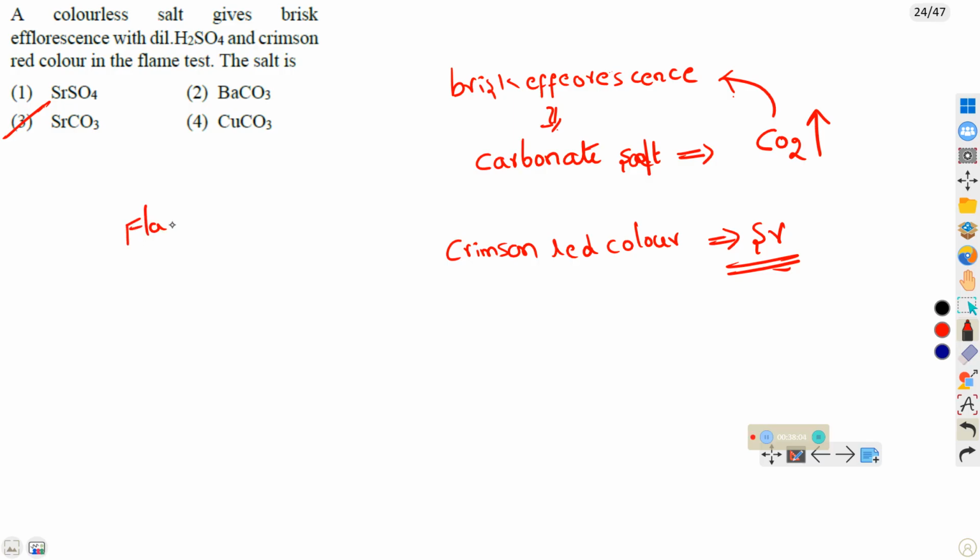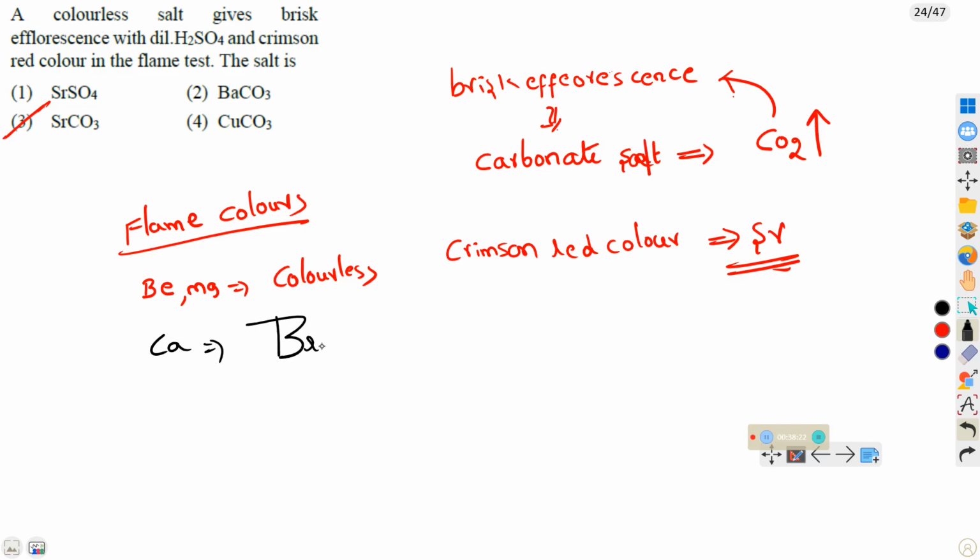Flame colors of 2A group. Beryllium, magnesium, both are colorless. Calcium, brick red. Strontium, crimson red. Barium, apple green.